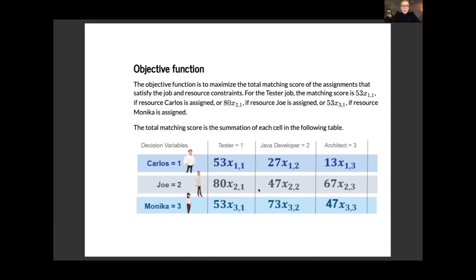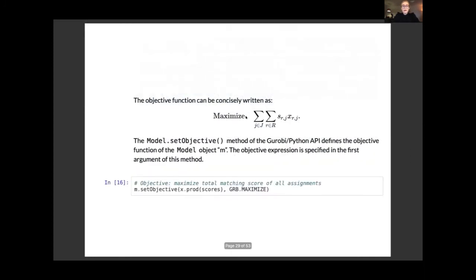The jobs are actually determined, or the likelihood or the potential that the people show for a job is again shown by the matching score. And we just want to multiply the matching score with each of the binary variables and then sum over all of those. So the matching score times the binary variables summed up over all resources, summed up over all jobs.